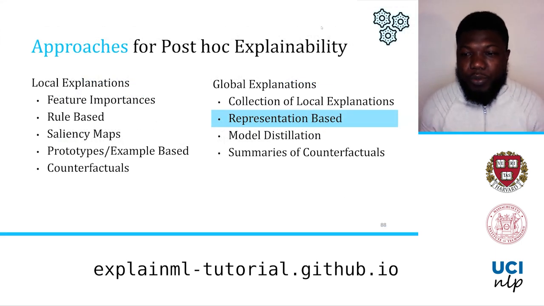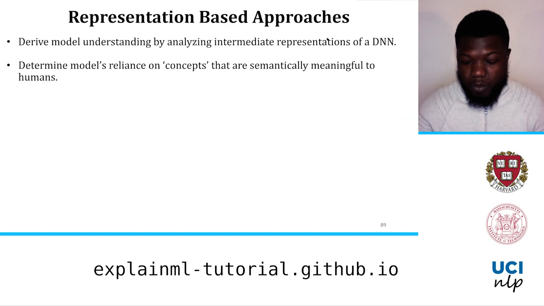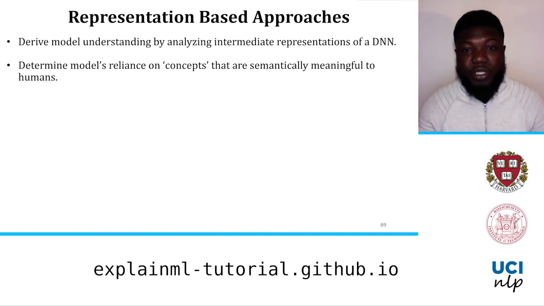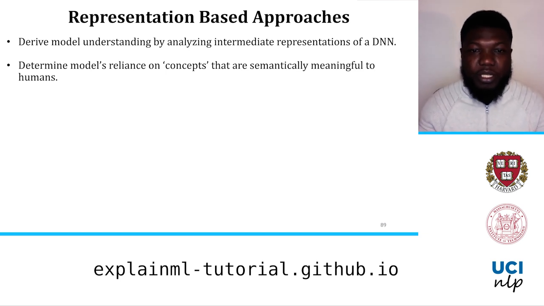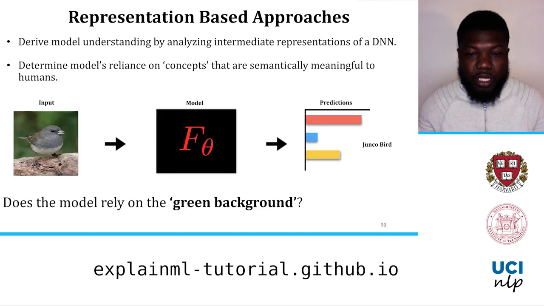So now we'll discuss representation-based explanation approaches. Representation-based explanation approaches are explanation methods that use the intermediate or internal representations from a deep network to provide insights about the kinds of concepts that this network might have learned. So as an example, let's say we have this function F theta, which is a deep network, and it's given that a prediction on this input is a Junco bird. One question we might be interested in is, does the model rely on the green background to determine the classification on the Junco bird?